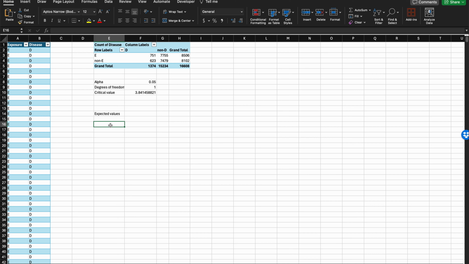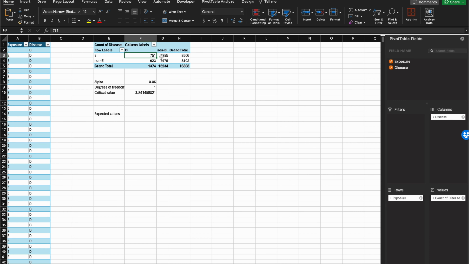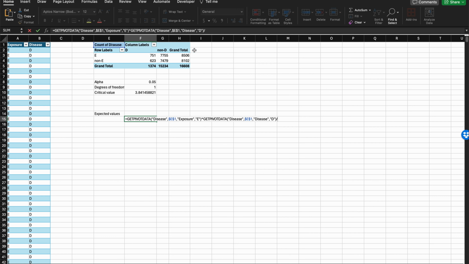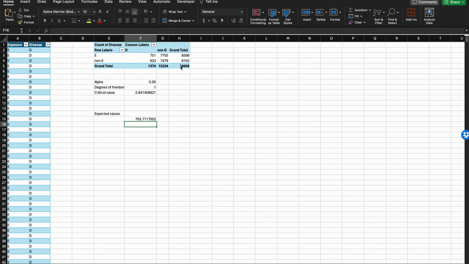Now to calculate the expected values for these 4 joint frequencies, we're going to go cell by cell, and we're going to look at the row total and the column total for that specific cell. So if we look at this first cell, it has a value of 751. Its row total is 8506, and its column total is 1374. So let's start there. So we're going to say equal, that's row total times column total divided by the total number of people in our study. And that's under the null hypothesis what I would have expected.